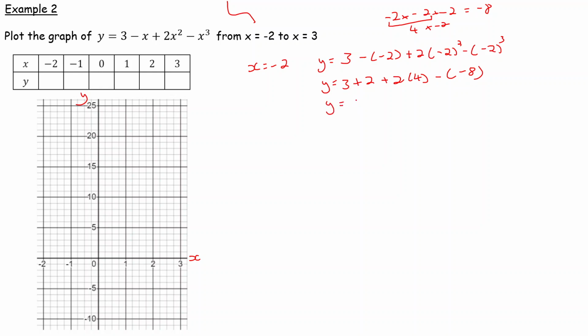So 3 add 2 is equal to 5. 2 times 4 is equal to 8. And then take away -8, that becomes a plus again. So plus on another 8. So 5 add 8 is 13. Add 8 is equal to 21. So when x is -2, we get y being equal to 21. A bit trickier, these ones, because you've got loads of squares going on, cubes going on. It's really easy to make a mistake here. That is why brackets are crucial.